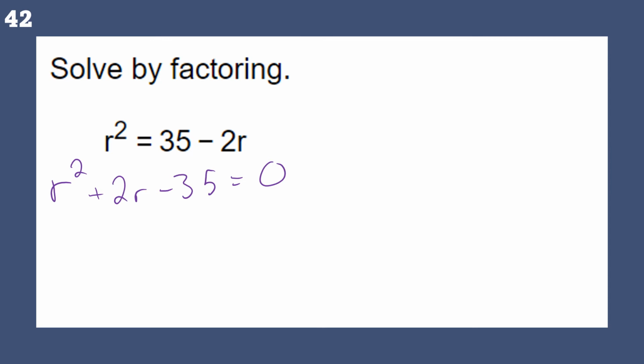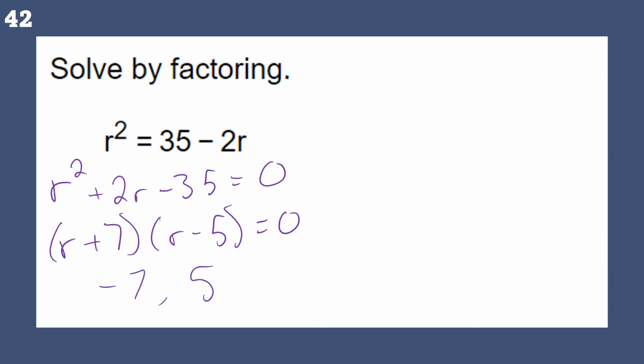Now we're just going to factor by finding two numbers that multiply to negative 35. And so one of them is negative, and they need to add to a positive 2. So the bigger number will be positive. So I think this one's not too bad because we have r plus 7 and r minus 5. Last thing is we'll remember that our solutions are actually the opposites of our factors. So our two answers are negative 7 and positive 5.